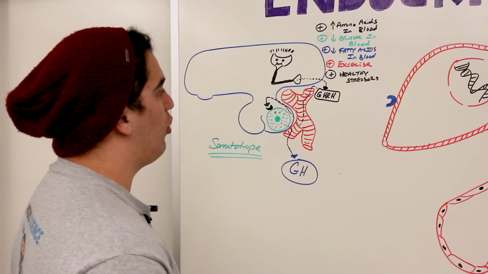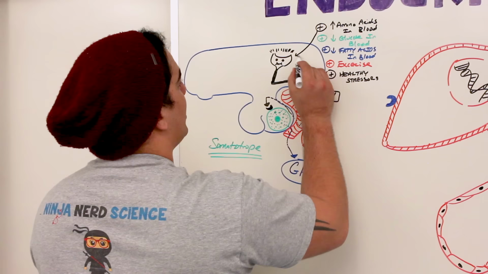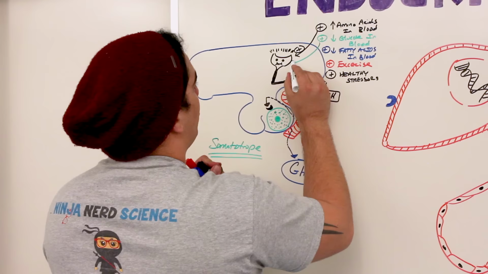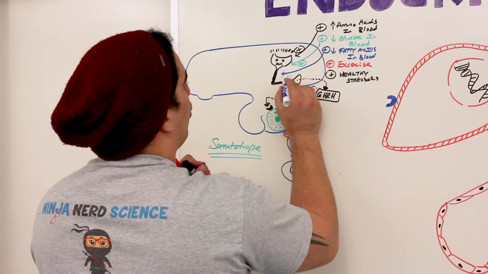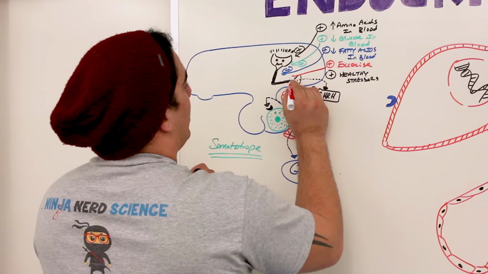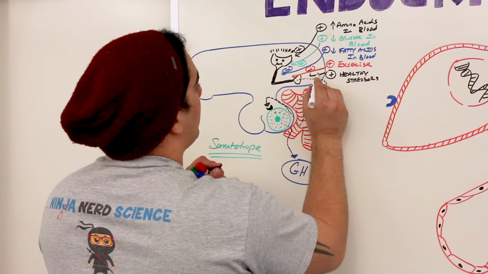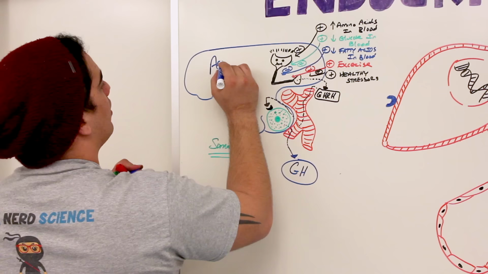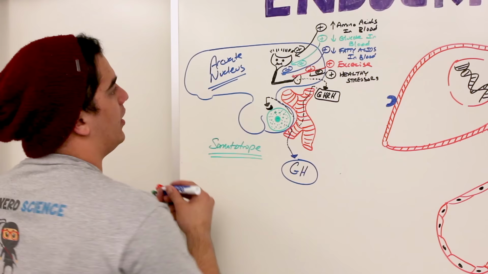How? They could be utilizing this mechanism by stimulating this nucleus here, which we haven't even said what it is. This nucleus is very potent, and it's releasing other hormones besides growth hormone releasing hormone. That's why it's important to know the primary stimuli and triggers that can cause growth hormone release. The nucleus here is called the arcuate nucleus. So this nucleus right here is called the arcuate nucleus.